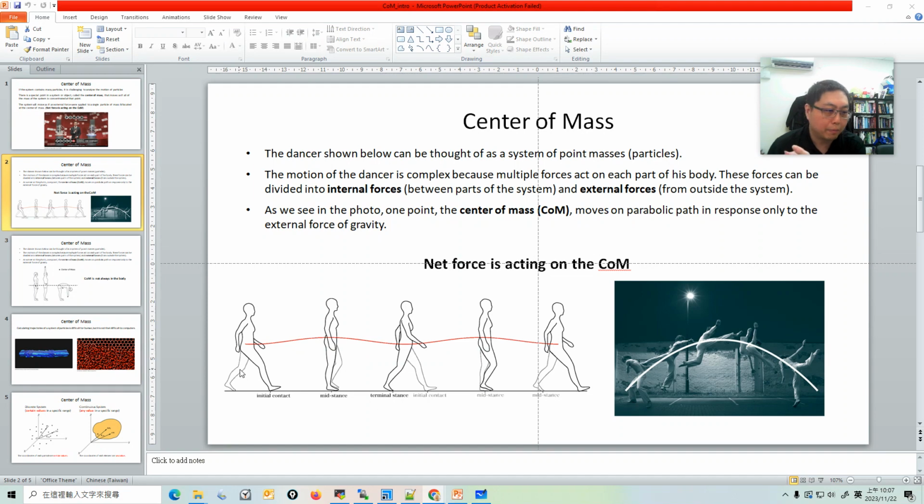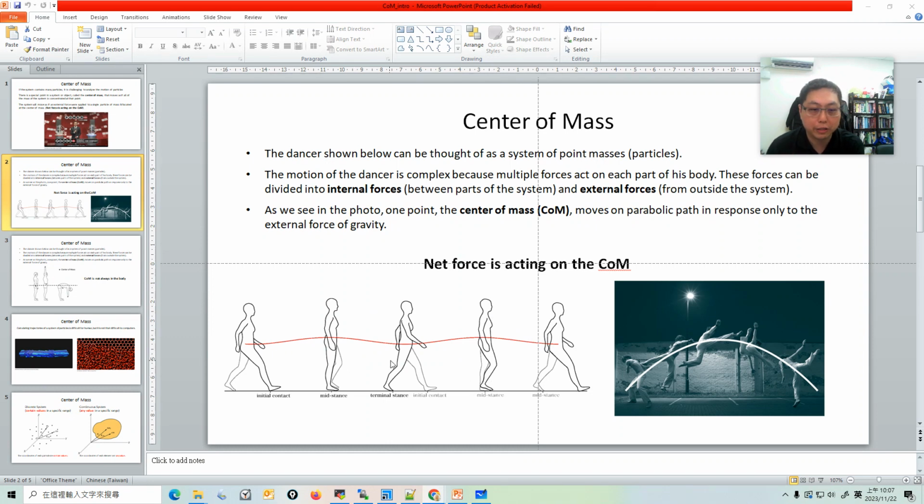So when we describe the motion of the walking man, we just describe the motion of the center of mass of this man. That's what this picture is trying to show. The motion of this man can be treated as the motion of the center of mass of this man, and analyzing the trajectory of the center of mass is much easier than describing the motion of each part of the human.